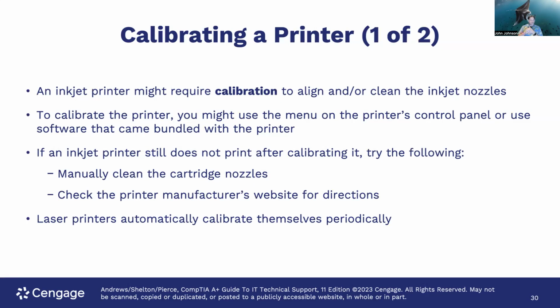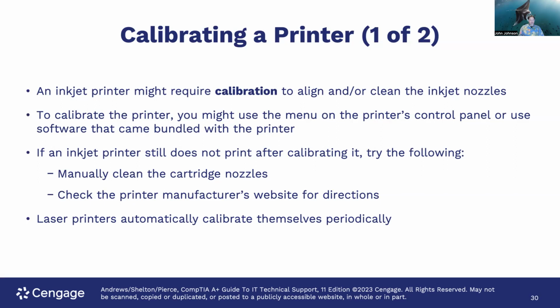So that's something to consider. To calibrate the printer, you might use the menu on the printer's control panel or use software that came bundled with the printer. If an inkjet printer still does not print after calibrating it, try the following. Manually cleaning the cartridge nozzles. We'll have an image on that in just a second. You also want to check the printer manufacturer's website for directions.